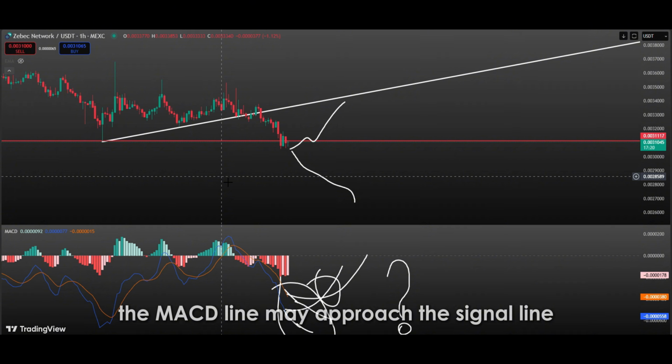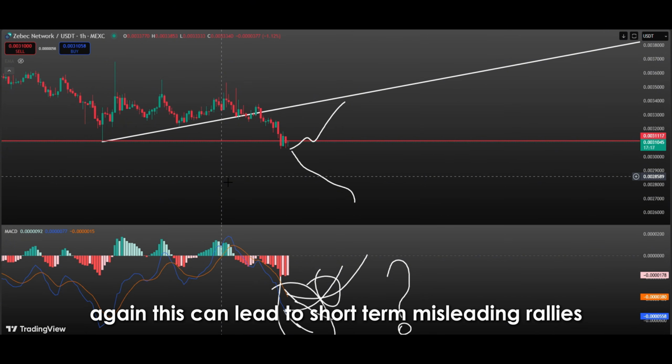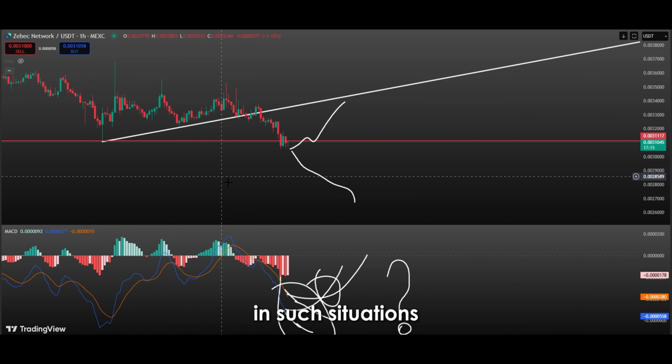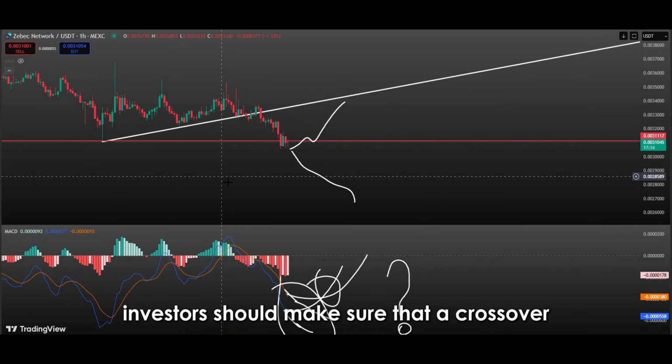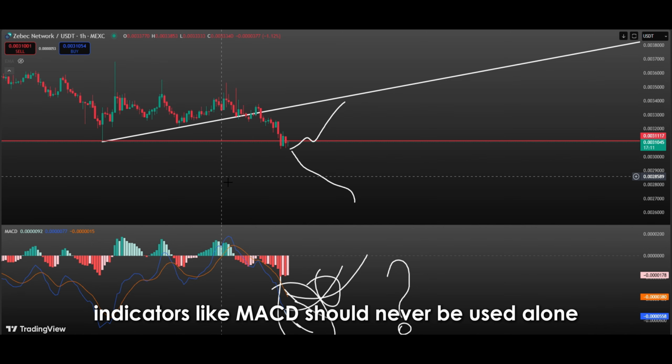Furthermore, in some cases, the MACD line may approach the signal line but fail to gain sufficient momentum and turn downward again. This can lead to short-term misleading rallies known as dead cat bounces. In such situations, investors should make sure that a crossover has genuinely occurred and that it is backed by momentum. In technical analysis, indicators like MACD should never be used alone.